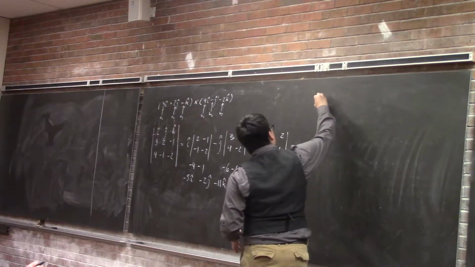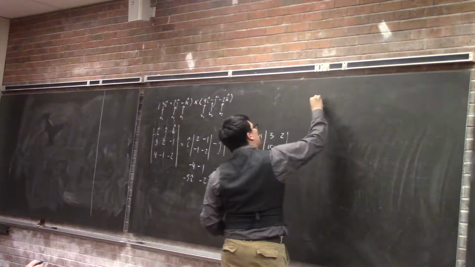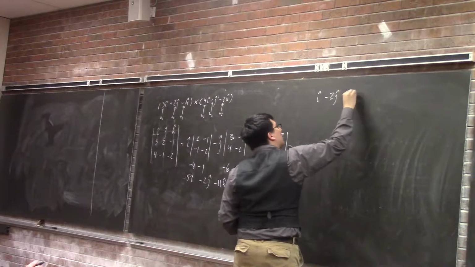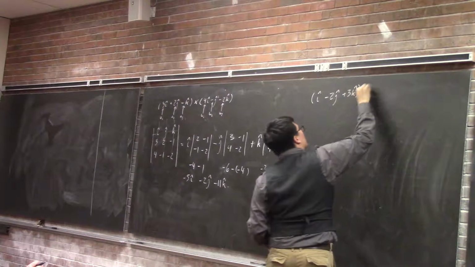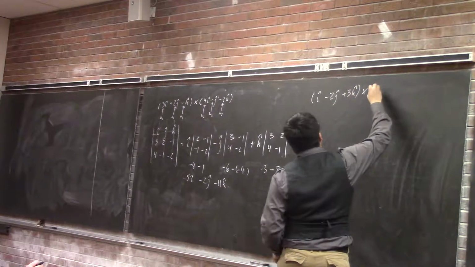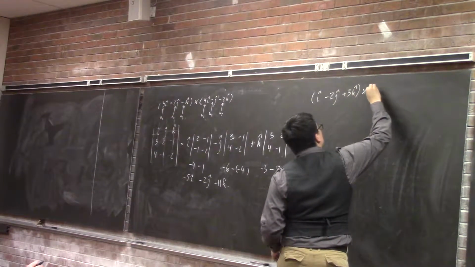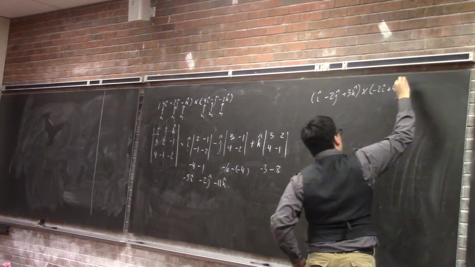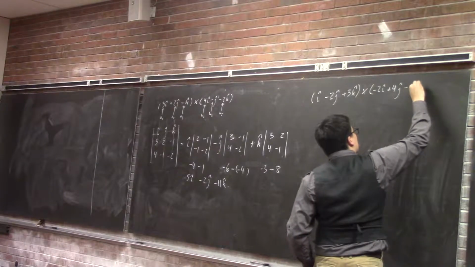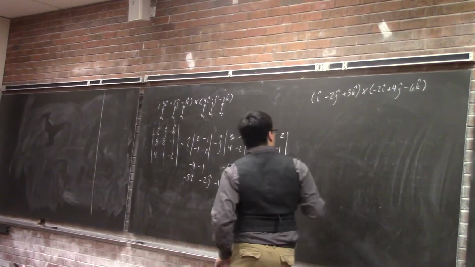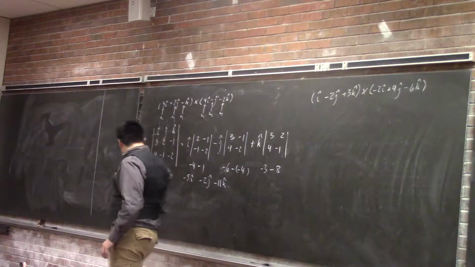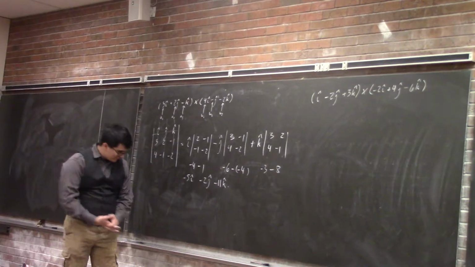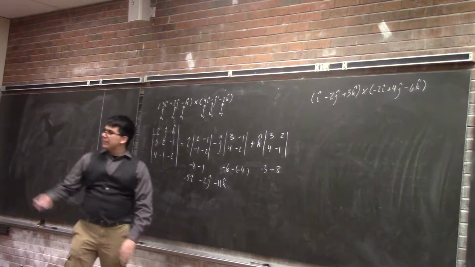Alright? I have i minus 2j plus 3k. And I want to cross product with minus 2i plus 4j minus 6k. Okay? And I want to try and come and solve this. Alright? There you go.